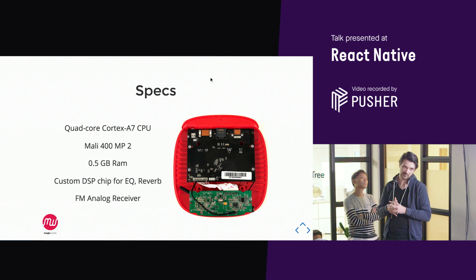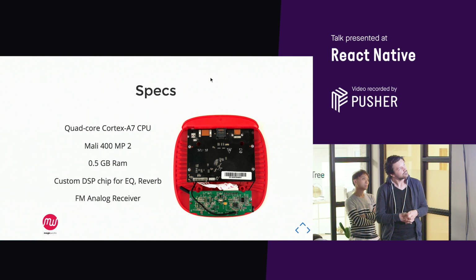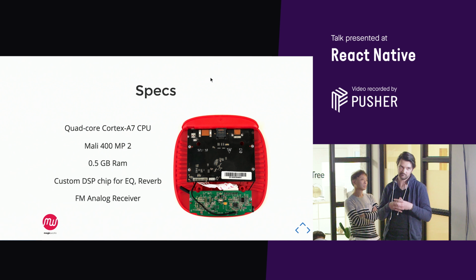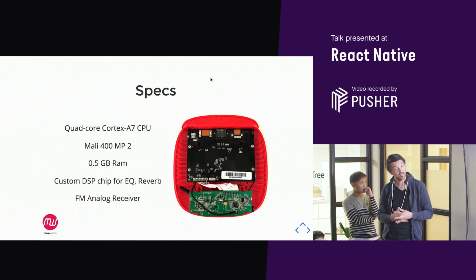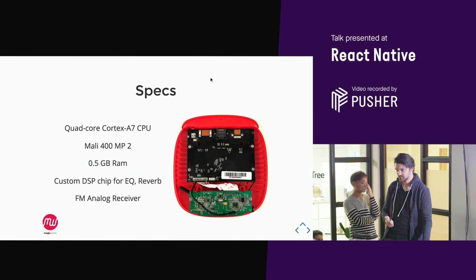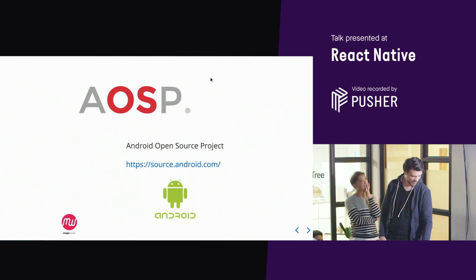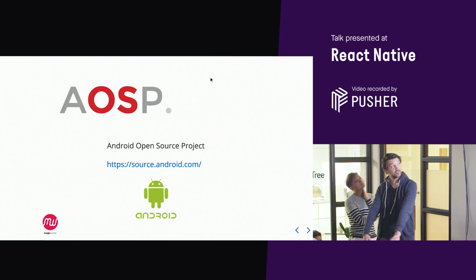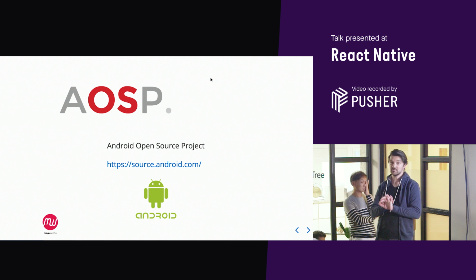For example, for a lot of the audio processing and the reverb effect, we have a custom DSP chip, which is a digital signal processing unit on the board that can speed up the processing of the audio. It also has an analog receiver for the microphone, which is very similar to the kind of studio mics which use radio frequency.